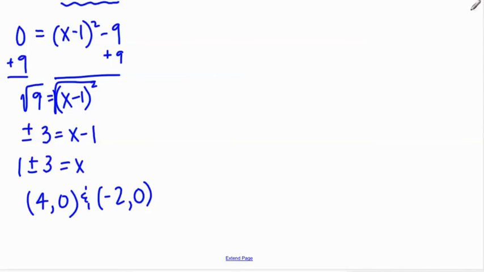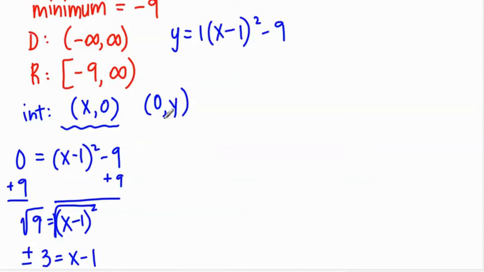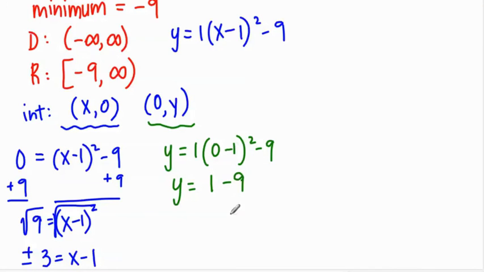Now, to find the y-intercept, we're going to put a 0 in for x. So I'll do this in green right here. To find the y-intercept, we're going to put a 0 in for x. So I have negative 1 squared, which is 1, minus 9, which is negative 8. And we always write our ordered pairs when we are writing x and y intercepts. Therefore, we have 0, negative 8.